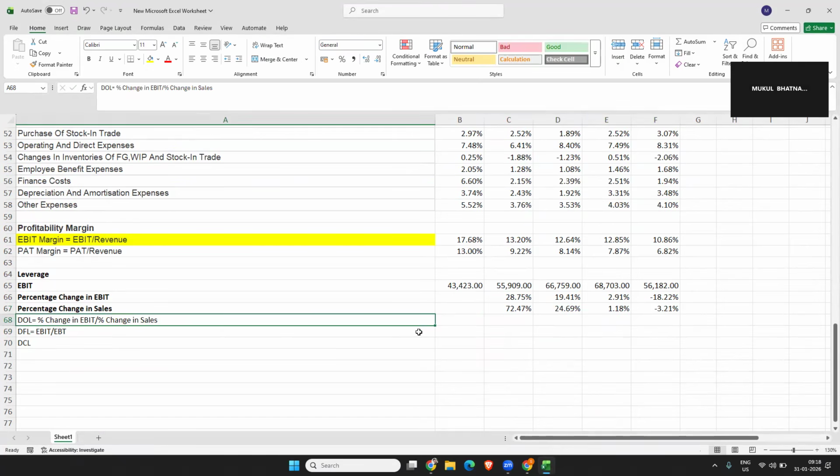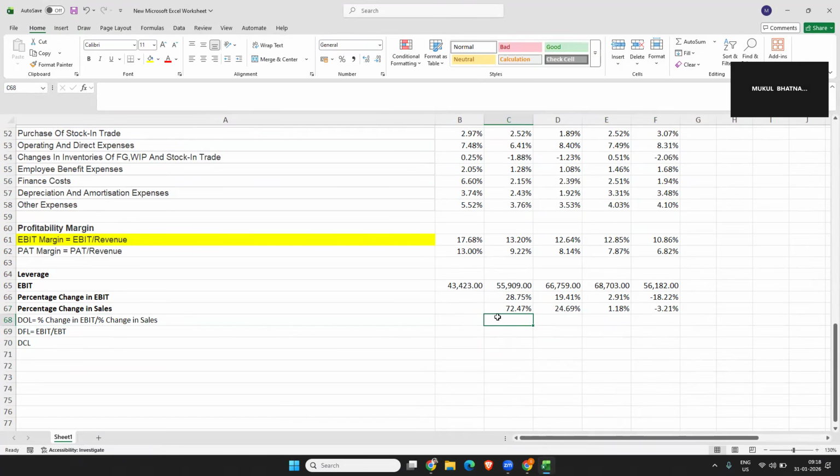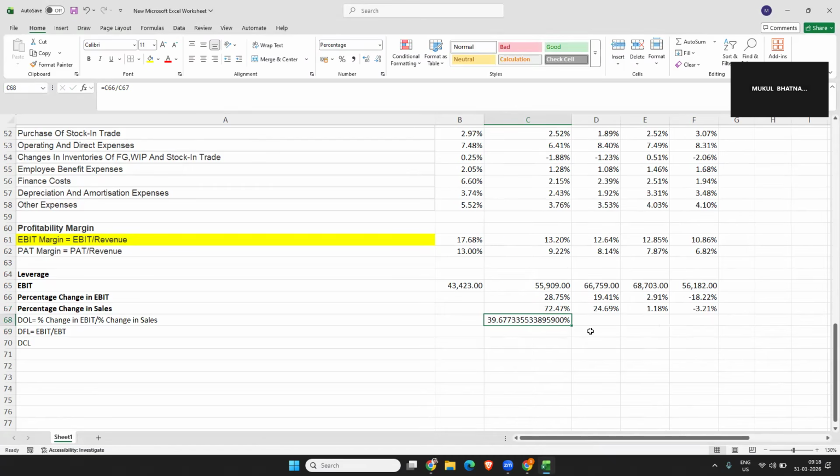Now I think degree of operating leverage can be calculated equal to percentage change in EBIT divided by percentage change in sales, enter.